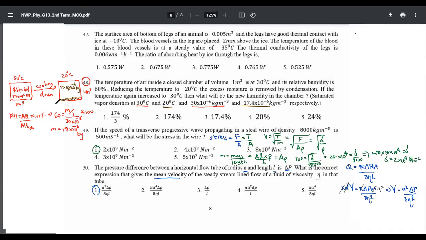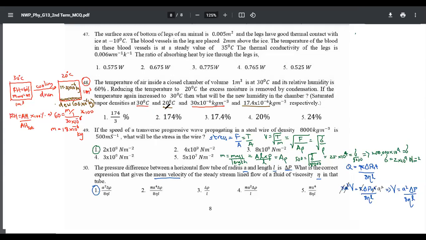Tell me the mass of dew. How much dew will be formed here? 0.6 into 10 to the power minus 6. Yeah, good. 0.6 into 10 to the power minus 6 kilogram of dew will be formed, and that's not the question. In case they had asked, this should be the answer.